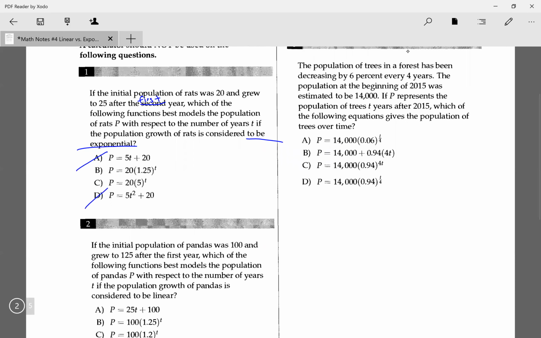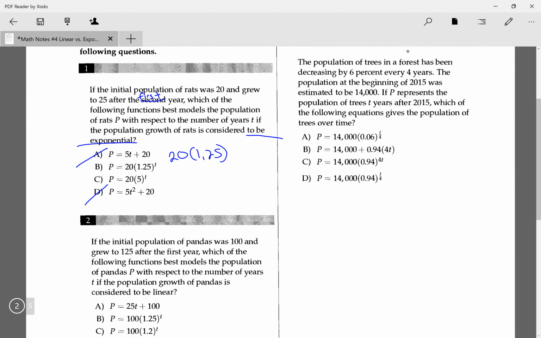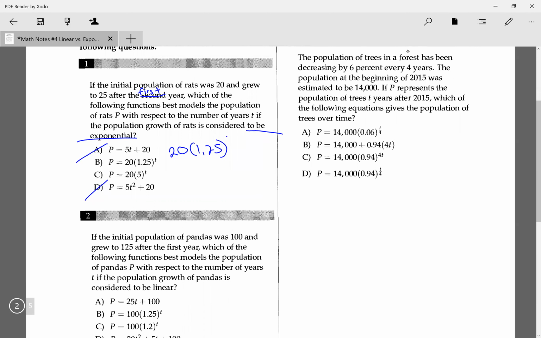The easiest way, in my opinion, to do questions like this is to just plug in numbers and see which one gives you a p of 25. For B, t would equal 1 because it's after the first year. Remember, it's not the second year, that was a typo. So that would be 20 times 1.25 to the 1 power. That's 1.25 times 20, which is 25. So that works, so B is the right answer.